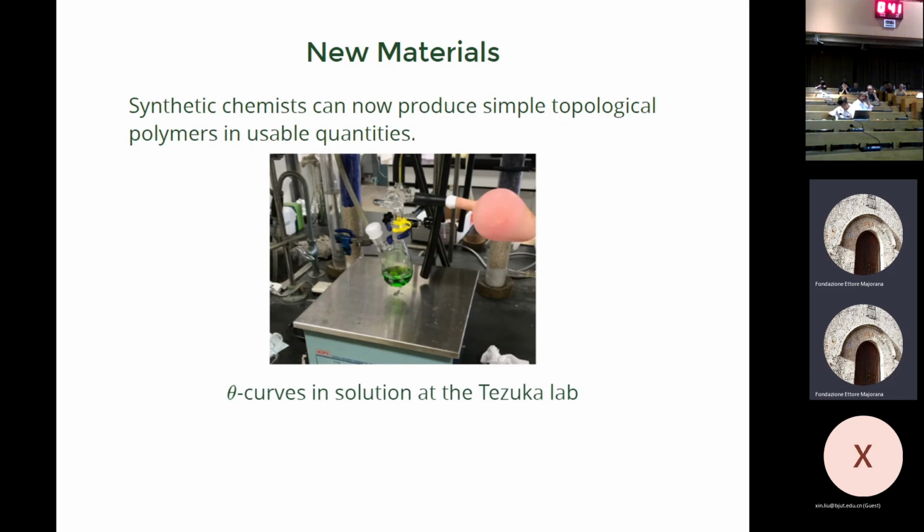This is a picture that I think Jason took of a beaker full of theta curves in Tezuka's lab in Tokyo. You can see those are theta curves. Those are topological polymers just sitting there in the lab. And cyclic polymers, I guess the theory of synthesizing these was first developed in the 80s, and now people are starting to be able to produce these in industrial quantities, including these more complicated topologies.